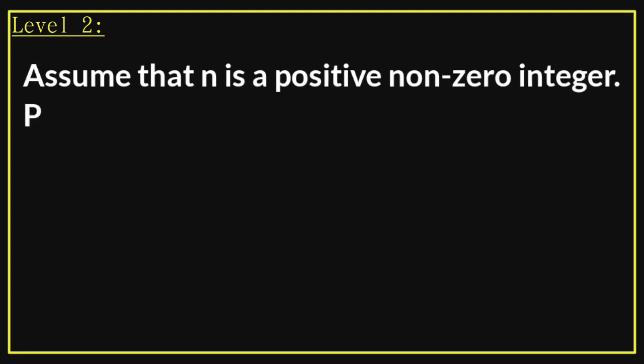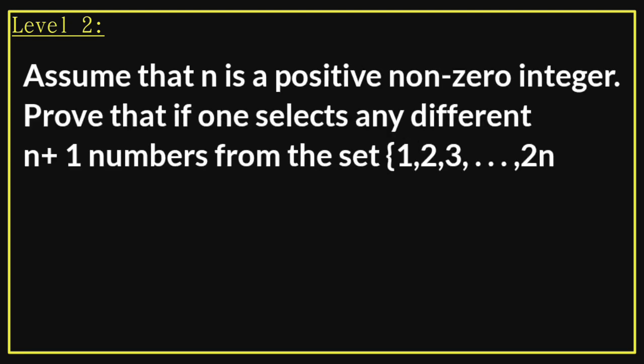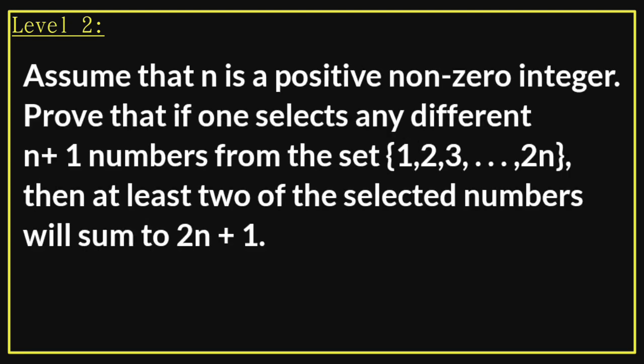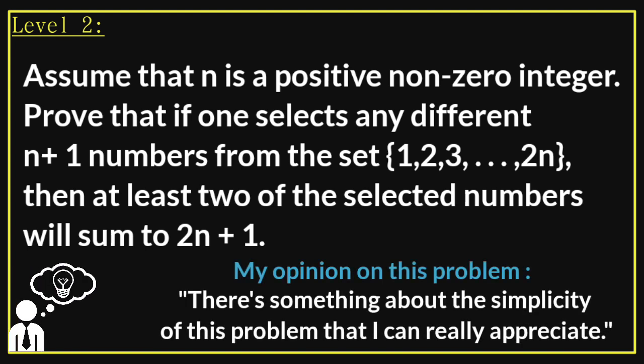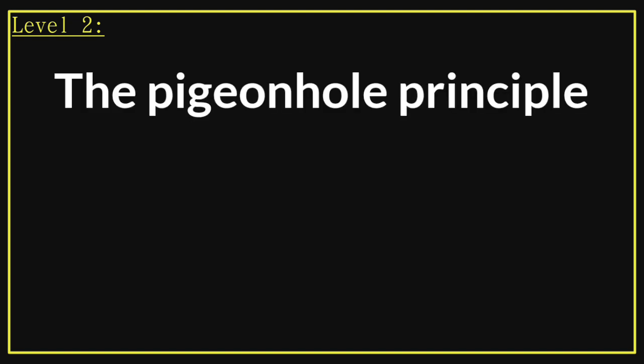Assume that n is a positive non-zero integer. Prove that if one selects any different n plus 1 numbers from the set 1, 2, 3 up to 2n, then at least 2 of the selected numbers will sum to 2n plus 1. In order to prove this, we will use a strong tool called the pigeonhole principle. I will first explain what it is.